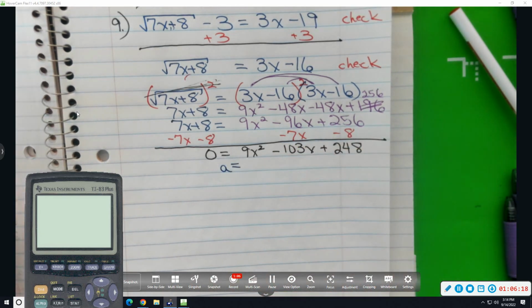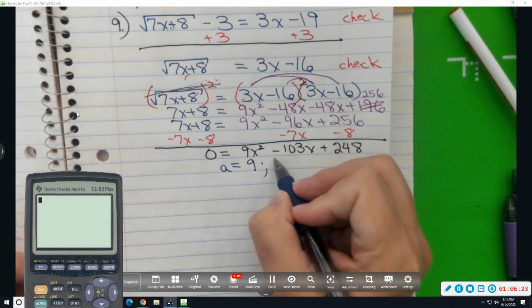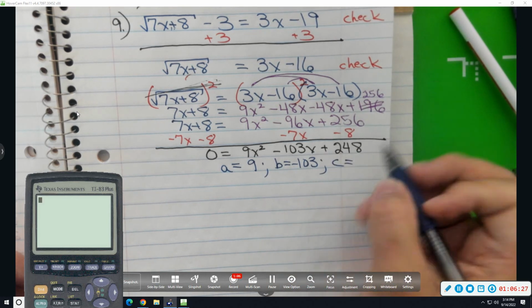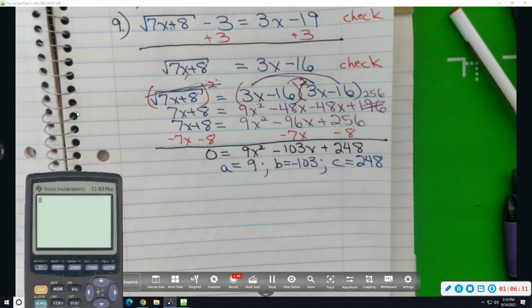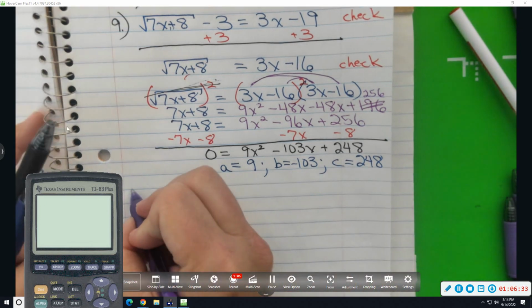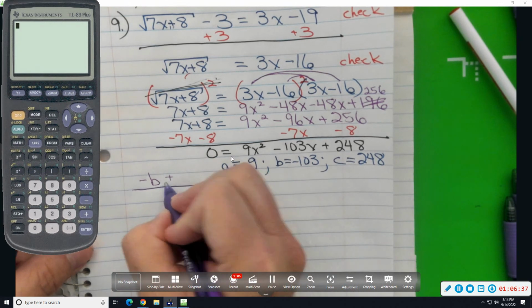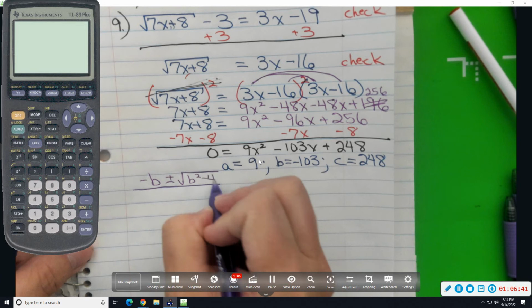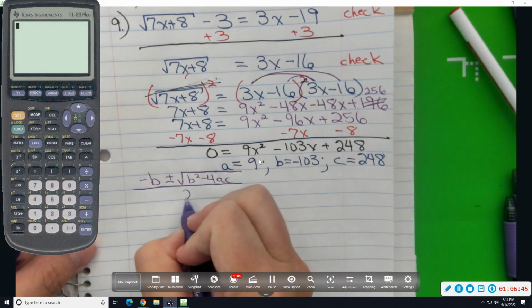Let's identify A, B, and C. A equals, B equals, and C equals. Okay, and I'm going to go ahead and write that quadratic formula out the way we were doing the last time. Negative B plus or minus the square root of B squared minus 4AC all over 2A.